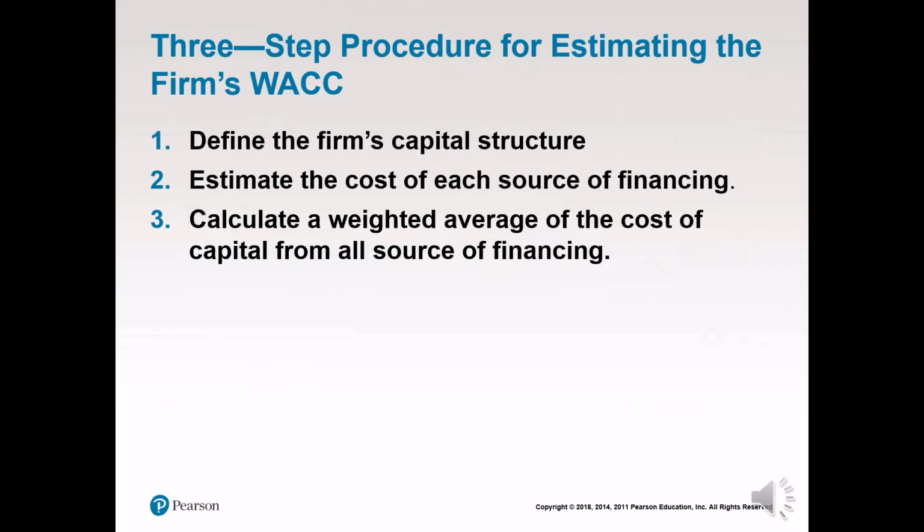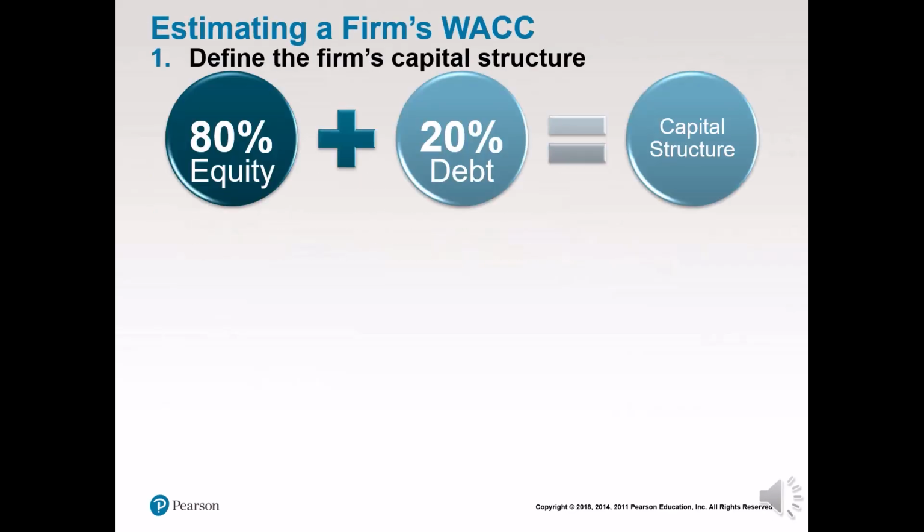To calculate a company's weighted average cost of capital, we will go through these 3 steps. First, define the firm's capital structure. So right then we need to know how much debt and how much equity the company has. Second, we will estimate the cost of each source of financing. And third, we'll calculate a weighted average of the cost of capital from all of the sources of financing. Let's look at each step in more detail.